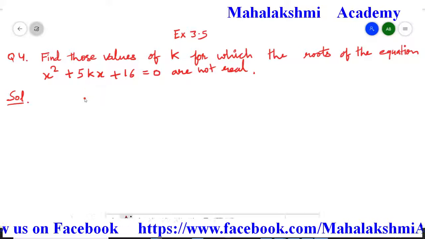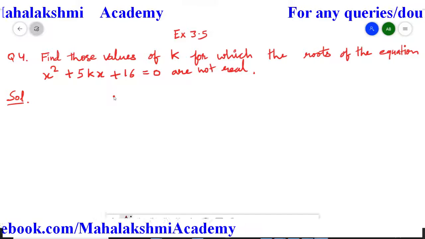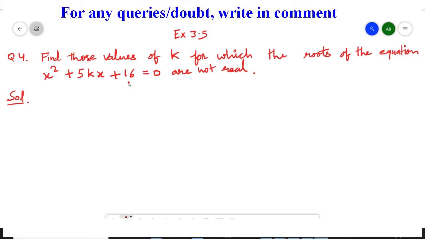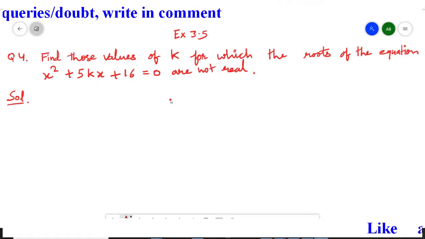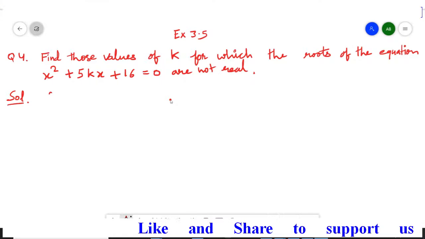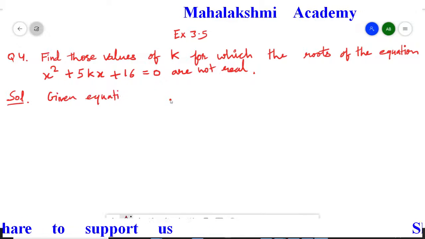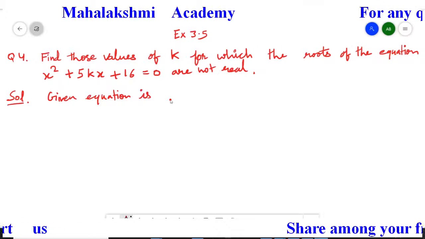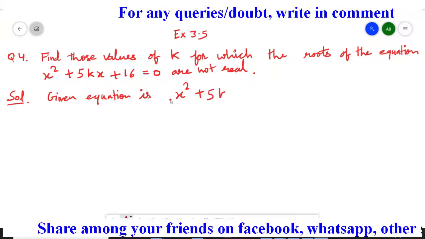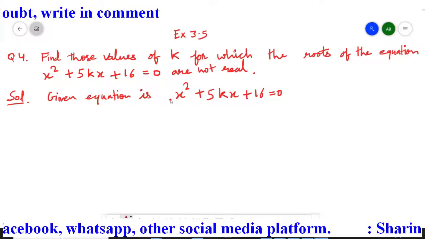So now we'll start. Firstly we have to write down the equation and compare it with the standard form of a quadratic equation, and we'll get the values of a, b and c. Then we'll find the discriminant. So firstly we'll write the given equation. The given equation is x square plus 5kx plus 16 is equal to 0.